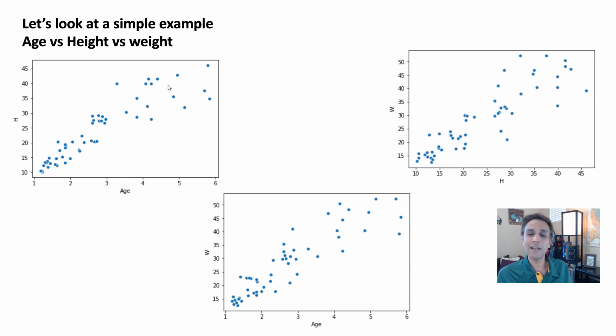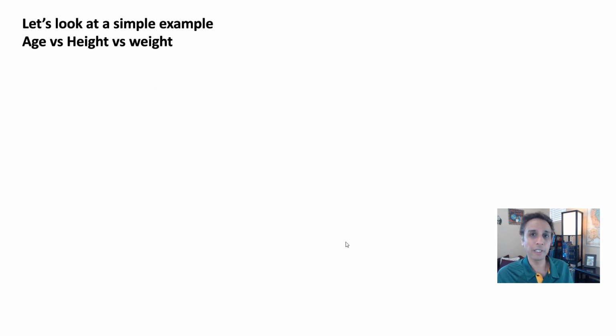And as the height goes up, the weight is also going up. As you can see, they all have some correlation in them. So do we really need all 3 of these? Age, height, and weight. Can we actually represent the entire data with like 1 or 2 principal components? This is again a highly simplified case, hoping that it makes sense.